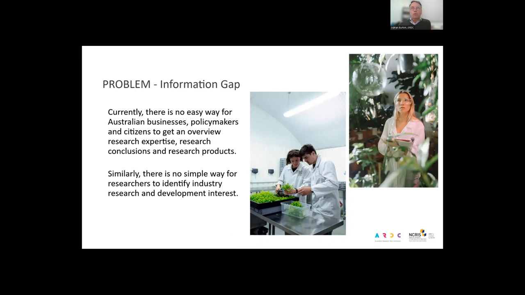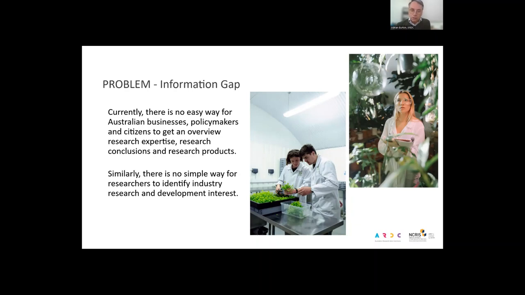So the problem of all the things around research, industry, research business collaboration, the thing that we are looking to focus on in this project is the information gap. There are lots of things to do with commercialization. It's a very, very big agenda that spans multiple government departments and multiple organizations. The thing that we're looking at here is that information gap. There's no easy way to get an overview of research capability in Australia, and there's no simple way for researchers to understand where interest might be for their work.